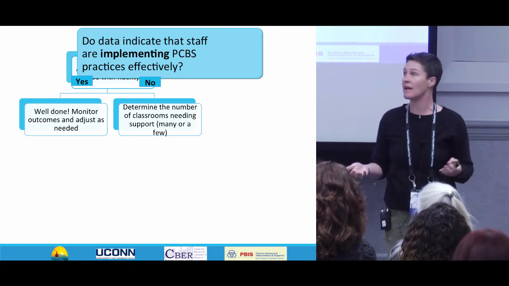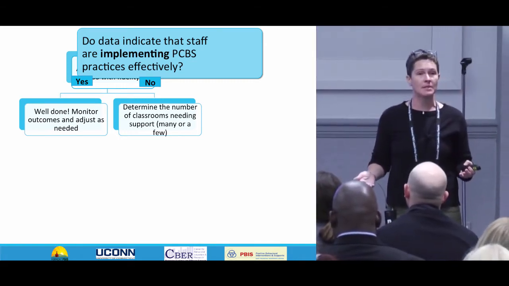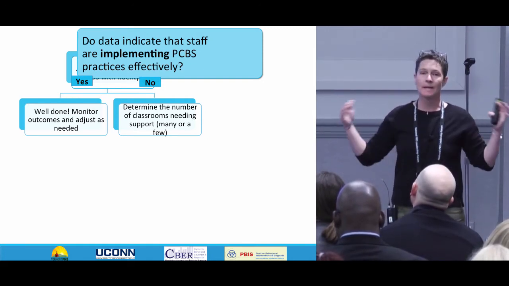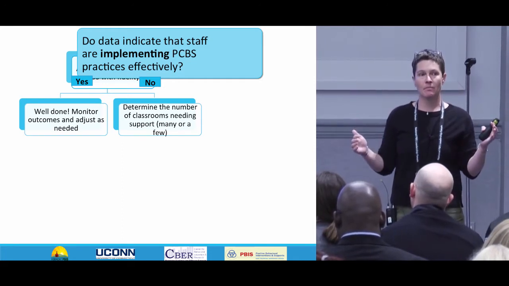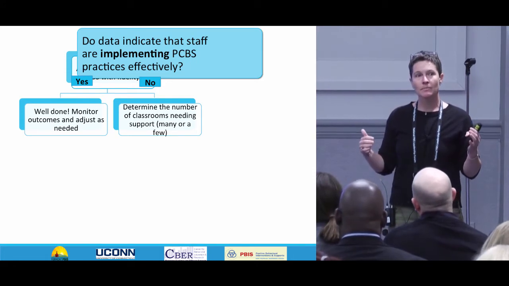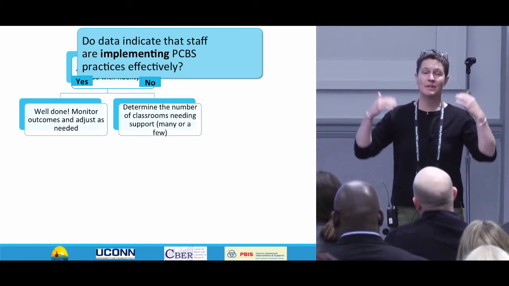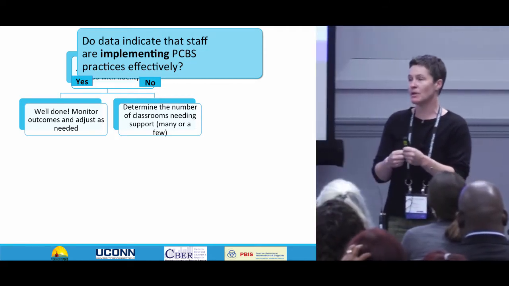classroom practices with fidelity, the next question is to think about the number of classrooms that still need support. How many teachers are we talking about? If you have 20 teachers in your building and 15 of them are still struggling, is that a tier 1 problem or a tier 2 problem? It's tier 1. So just like we think about it for kids, if we have a tier 1 problem in our building for kids, what do we do?